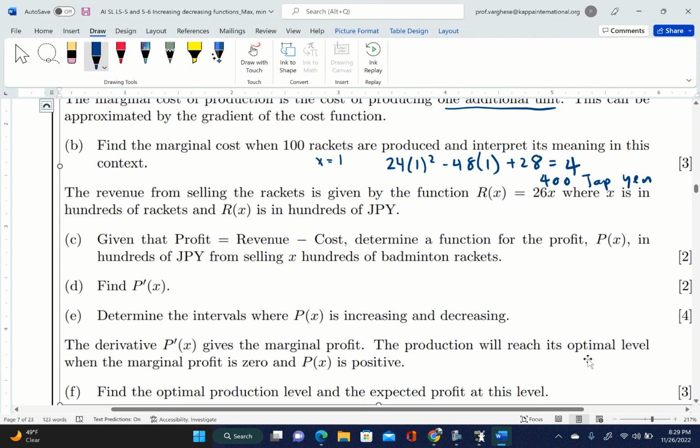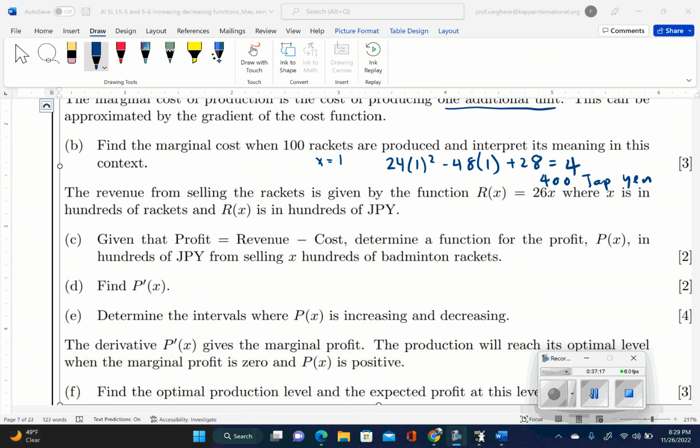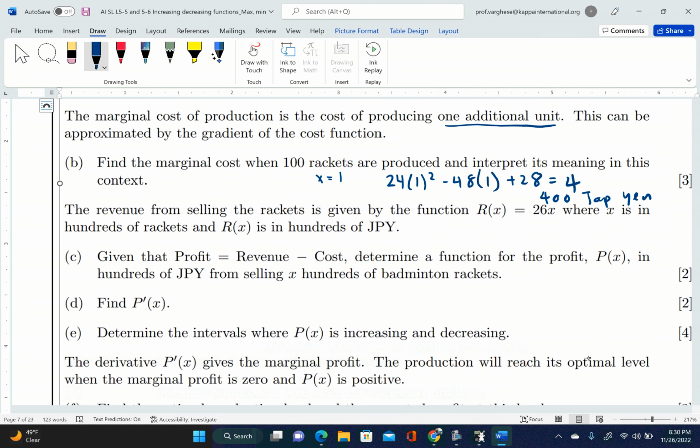All right, part C. Just go ahead, pause, take a drink of water. All right, so R of x is equal to 26x. Given profit is equal to revenue, which is 26x, minus cost, which up at the original part of the problem, it told us that the cost was 8x to the third power minus 24x squared plus 28x.